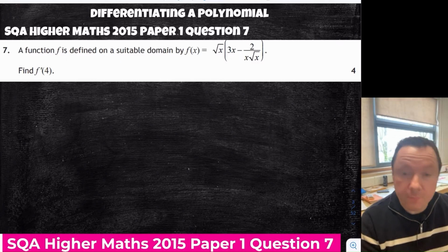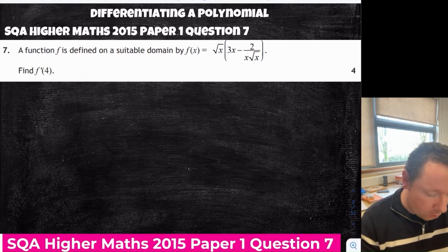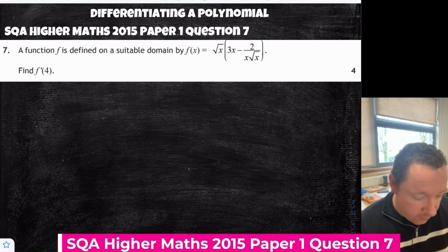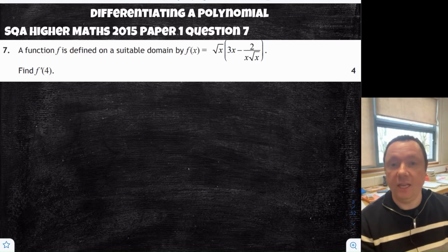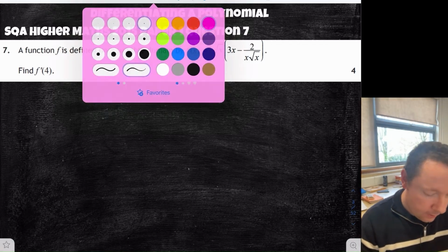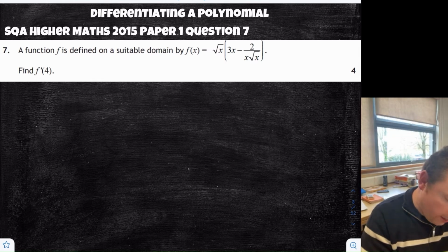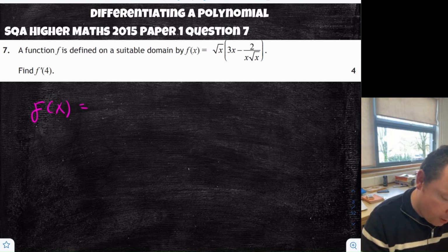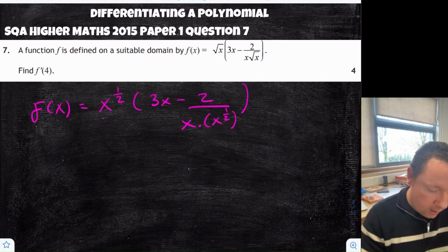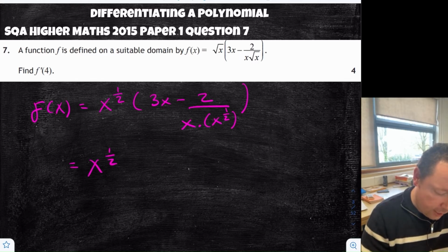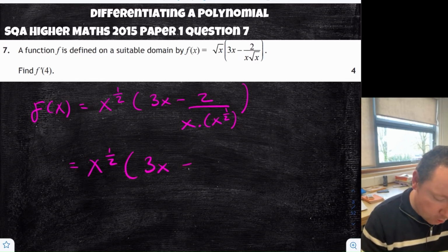SQA Higher Maths 2015, paper 1, question 7 on differentiating a polynomial. A function f is defined on a suitable domain by f of x is root x, 3x minus 2 over x root x. Find f dash 4. So we need to get it ready to differentiate. So f of x is equal to root x, which is x to the half, 3x minus 2 over x times x to the half. So we need to get that all tidied up first. So that is x to the half times 3x minus 2 over x to the 3 halves.